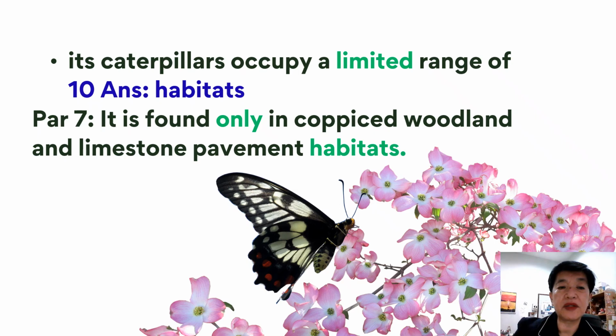Number 10, its caterpillars occupy a limited range of habitats. Here you find that in paragraph 7. It is found only in woodland and limestone pavement habitats. So habitat. Limited is another way of saying it's only found in certain places. That's why it's limited. Woodland and limestone pavement only. That's why the answer is habitat. You find it here, the same.